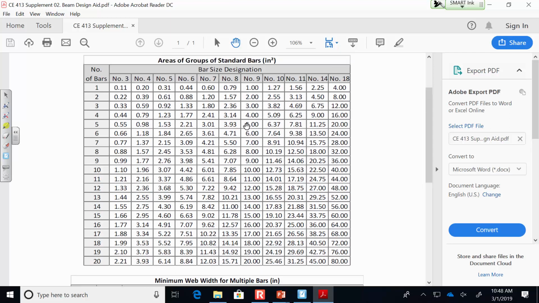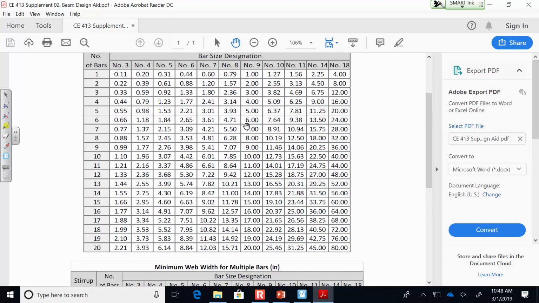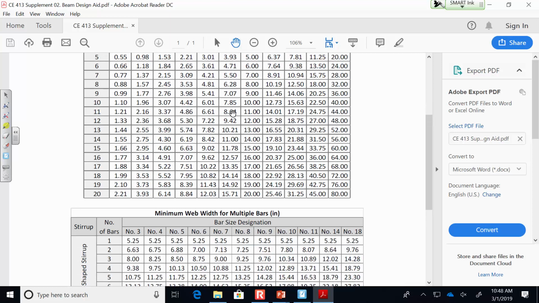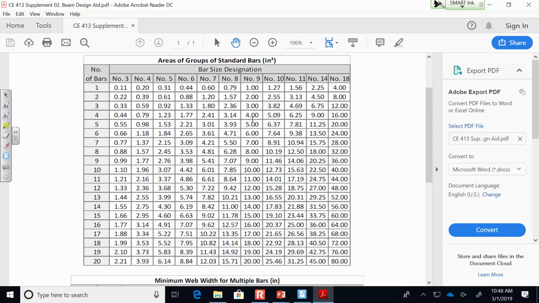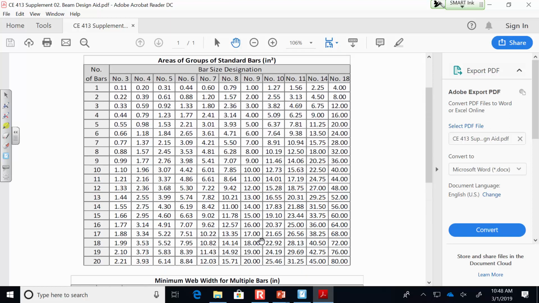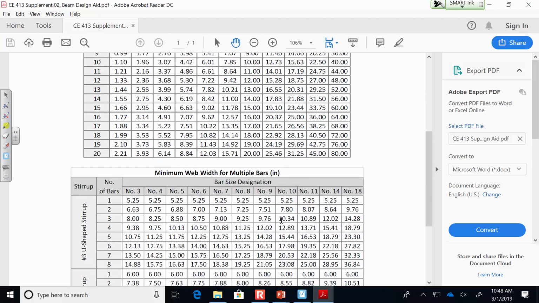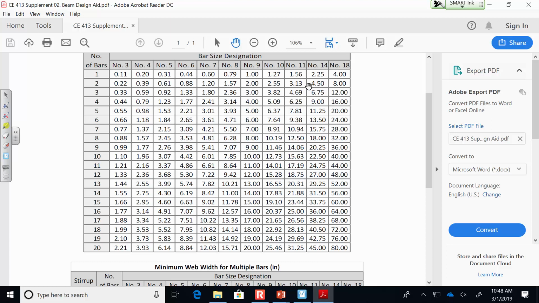Yeah, that doesn't work. 6 number 7s. That doesn't work. 5 number 8s. That doesn't work. How about 4 number 9s? Not quite cutting it. What about 3 number 10s? 3 number 10s would work, right? Everybody see that? I don't see any patterns that are smaller than 3 number 10s, right?